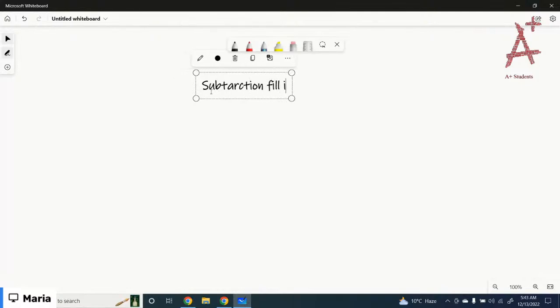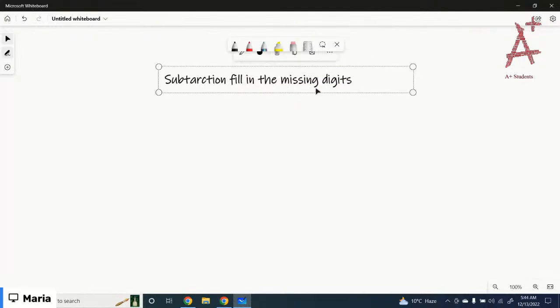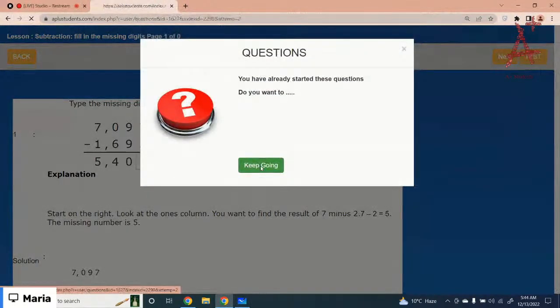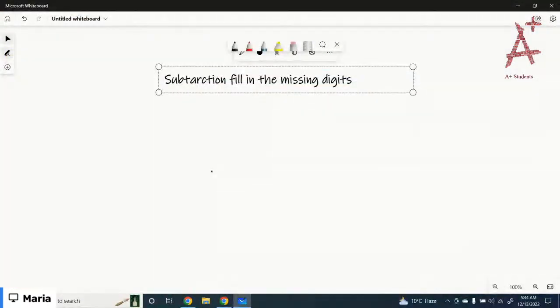Subtraction. Fill in the missing digits. Okay, let's just start with the example. You are just missing one or two of the digits. Got it? Just select the first. Let's start with the first question.